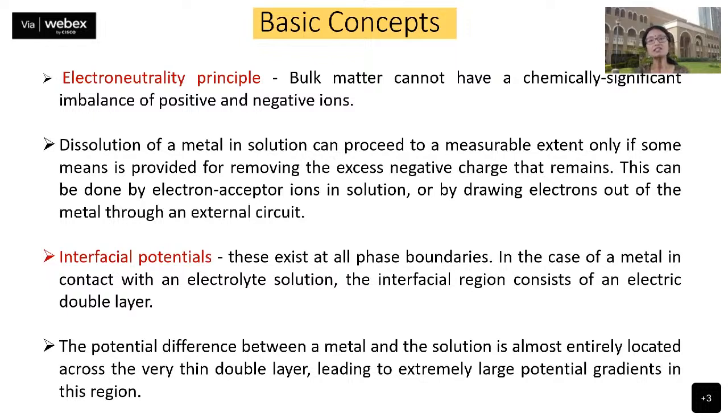So these generally exist at all the phase boundaries. If you have a metal in contact with an electrolyte solution, then this interfacial region will consist of an electric double layer. At that electric double layer, you will find this interfacial potential developing. And the potential difference between a metal and a solution is entirely located across a very thin double layer, and it generally leads to a very large potential gradient across the region.